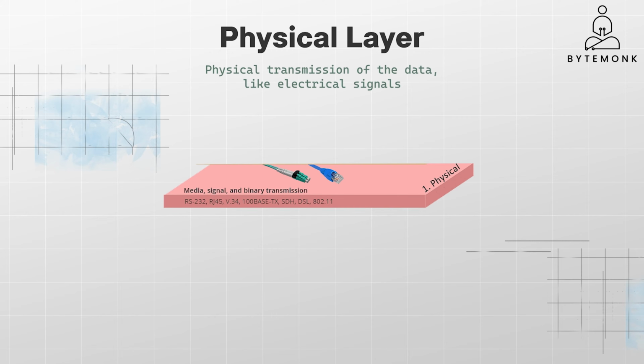At this layer, the focus is solely on the physical characteristics of the transmission, ensuring that the data is sent and received accurately over a physical medium such as copper cables, optical fibers, or wireless channels.